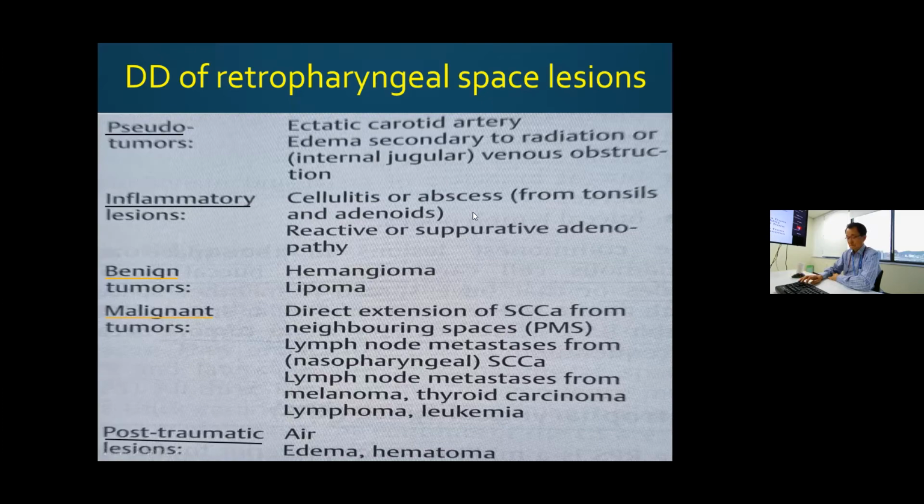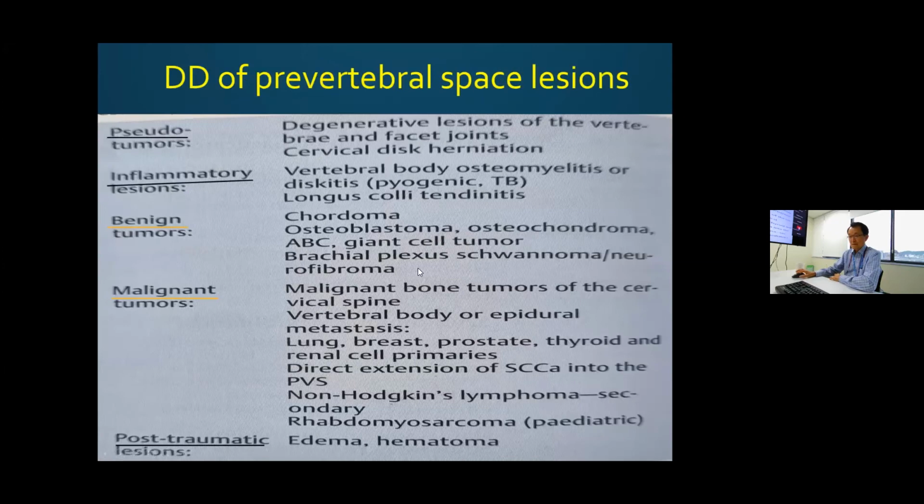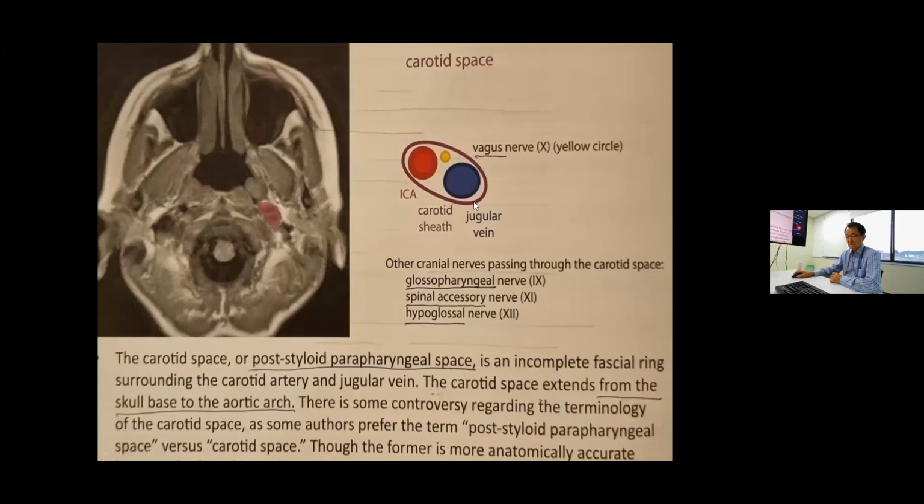On the routine X-ray, you may see some ill-defined low density, and CT shows it here. Anytime you have a low density, particularly air, that's an abscess. Abscesses produce air. So the prevertebral space again: malignant tumor, squamous cell, and lymphoma, and then certain benign tumors, and inflammation. So the carotid body is right here.